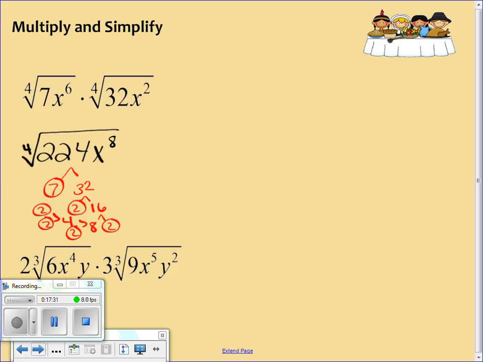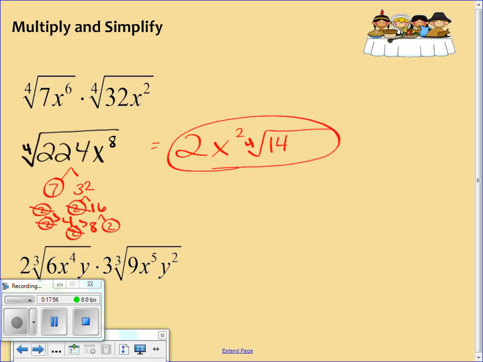How many do I need to come out? 4. So 1, 2, 3, 4. So I get a 2 on the outside. What goes back in? 14. All right, and then we have our x's. It'll be x squared on the outside. 8 divided by 4 is just 2. My radical got a little long there.